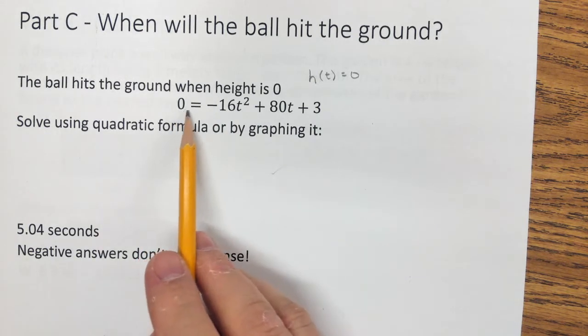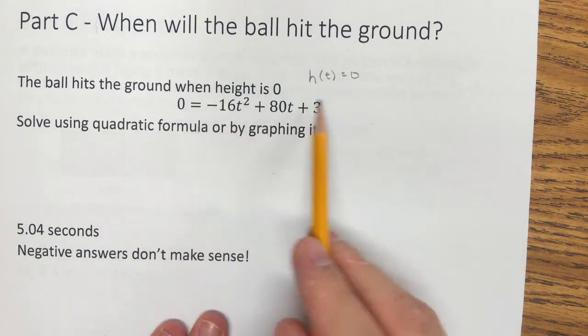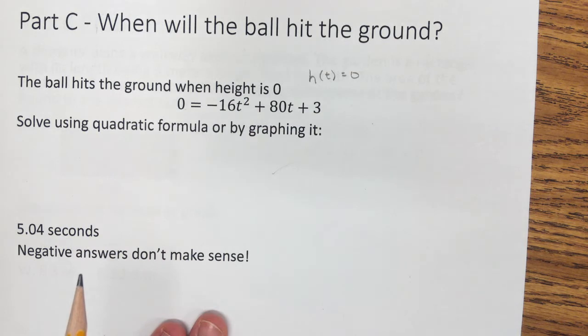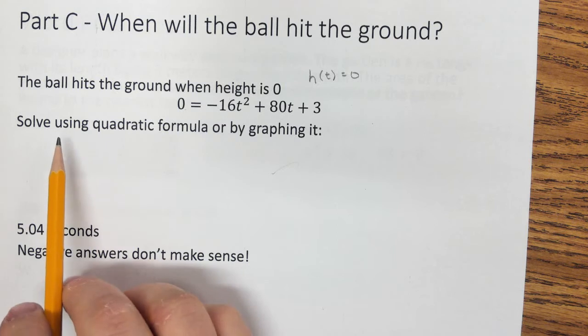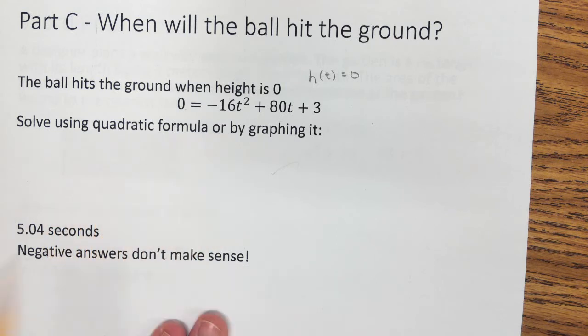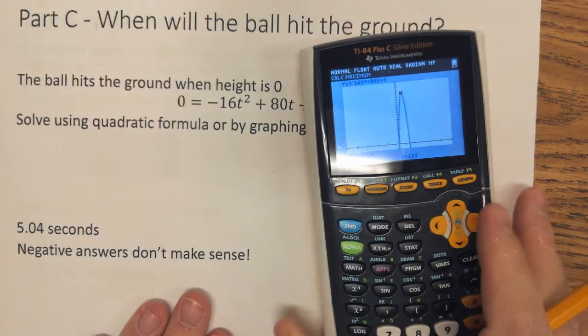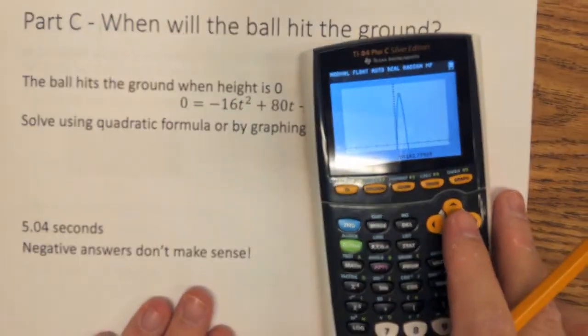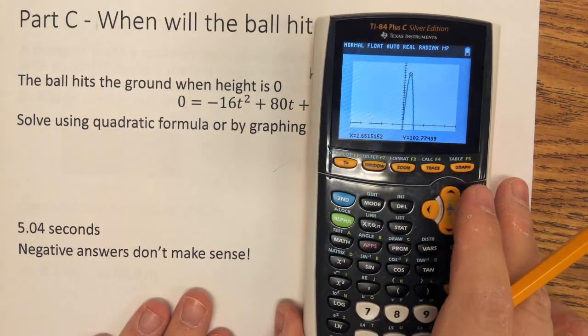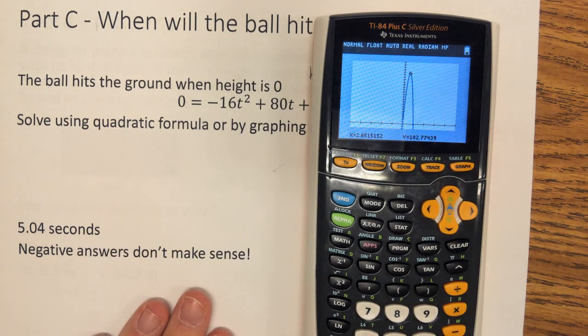Now we can see we've got 0 equals this quadratic. Remember, we've been talking about how when we solve quadratics, they have to be equal to 0. So this is one of those situations where we're going to solve the quadratic, using the quadratic formula or by graphing it. If you want to use the quadratic formula, that's fine, but I'm not going to. I'm going to use my calculator.